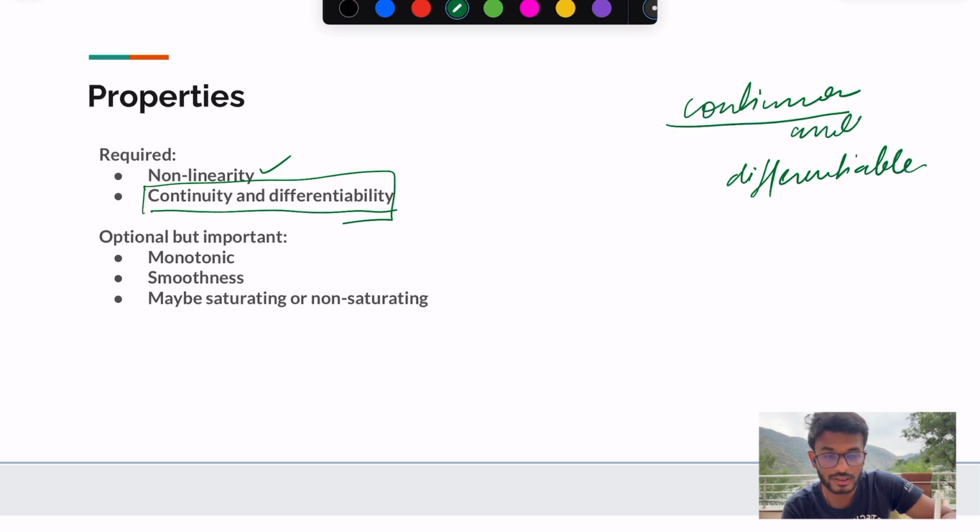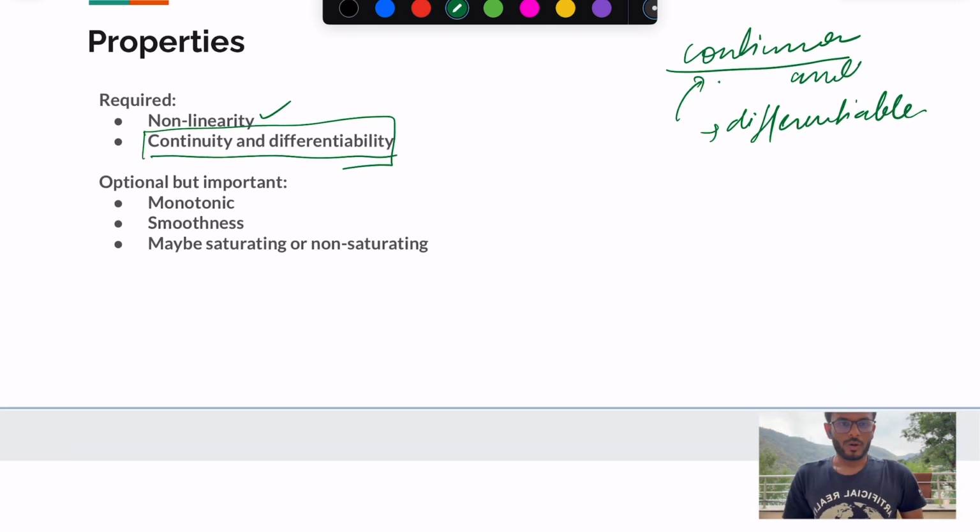So if a function is continuous, it can be differentiable or it cannot be differentiable, but if a function is differentiable, it has to be continuous. Basic property of functions. So now, why these properties? Like we understood why non-linearity is required. Now why continuity and differentiability is required?